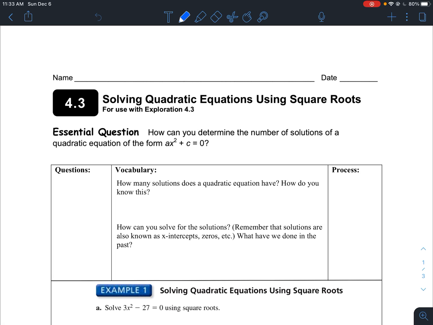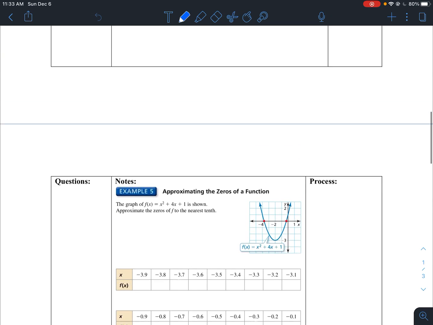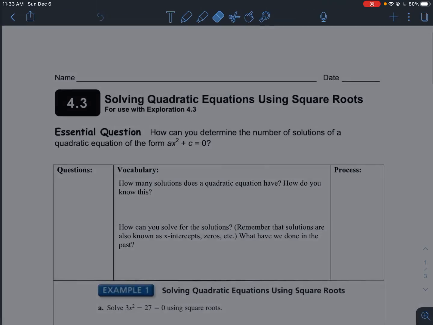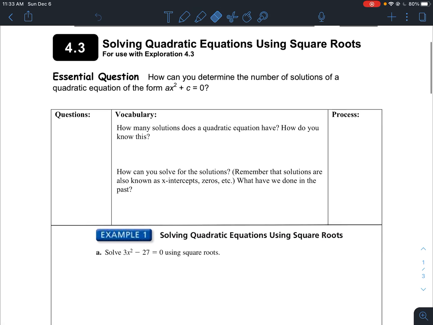And if you remember from 4.2, we solved quadratic equations by graphing. So here we graphed a function and looked for the x-intercepts, and that was solving quadratic functions by graphing. Here we're just going to be solving a quadratic equation algebraically.